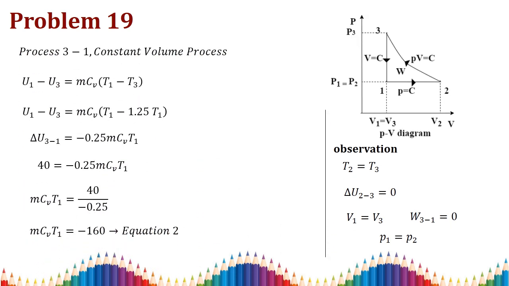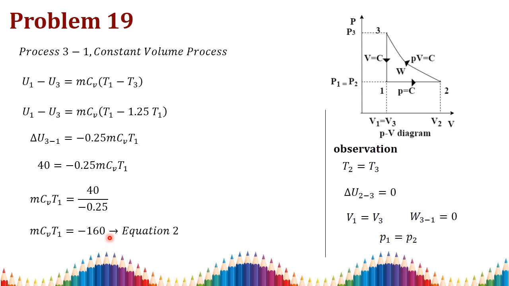Then considering the process 3 to 1, a constant volume process, U1 minus U3, the change in internal energy, can be written as mCV into T1 minus T3. Here we can write T3 as 1.25 T1. So delta U of 3 to 1 is minus 0.25 mCV into T1. With this I am finding the whole term, because we didn't know how to find the mass, CV and temperature individually. So you keep the term as constant mCV T1. With this relation you find mCV T1, and the mCV T1 value will be minus 160.